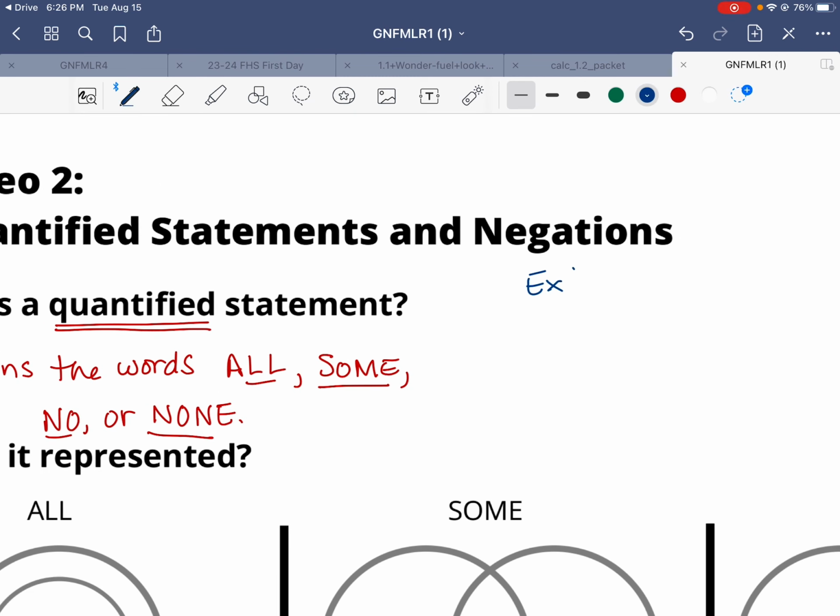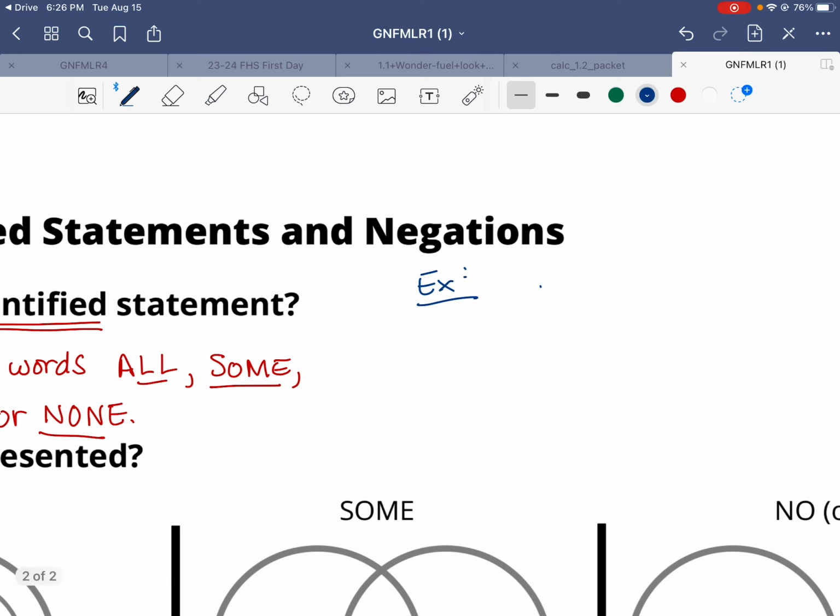So here's our example. All poets are writers. That means if you are a poet, you are also a writer. Notice it does not interchange. You can't say all writers are poets because that's not true. So you have to keep things in the order that they are.